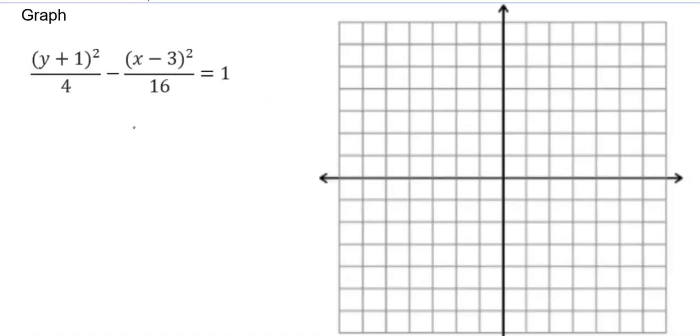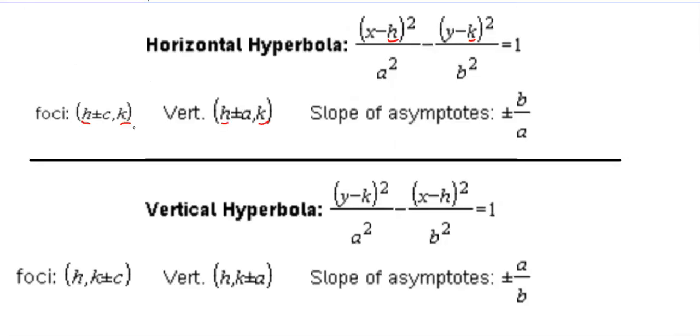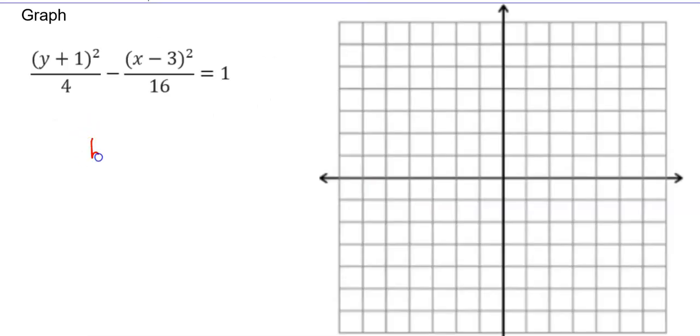So let's use that to figure out the center. Now, be careful here. You notice with the vertical one, the h is the second value. So it's always connected to x. The k is always connected to y. So I want my h first. You always want to do h first. It'll just mess you up if you don't. So it's attached to x.